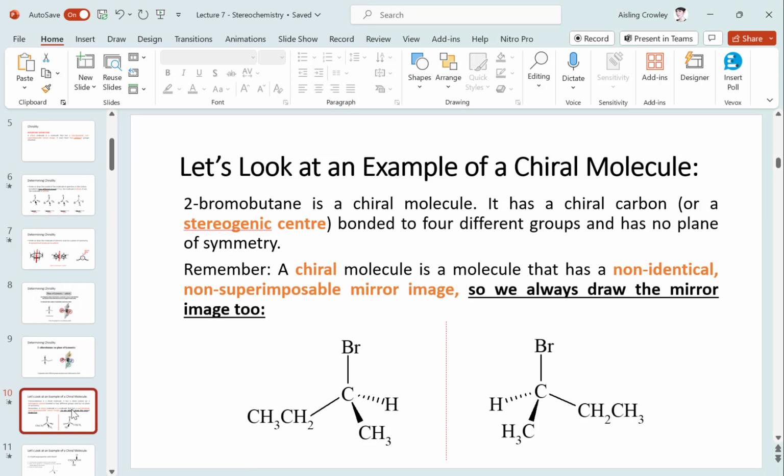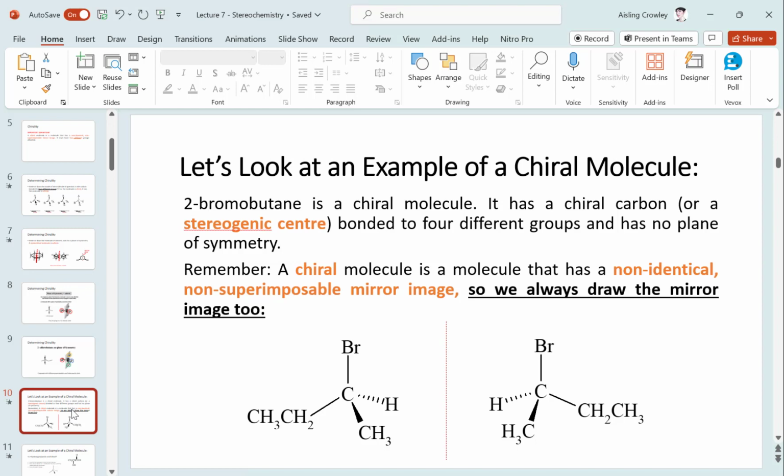So we can look at another example, okay? So our example here is 2-bromobutane. You're being told here it is a chiral molecule. So it has a chiral carbon, or again, a stereogenic center. And that particular carbon is bound to 4 different groups, and therefore we have no plane of symmetry. When you're dealing with chiral carbons, or chiral molecules, you always draw both mirror images. So let's have a look at that.